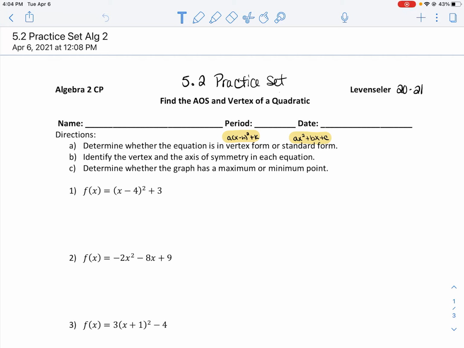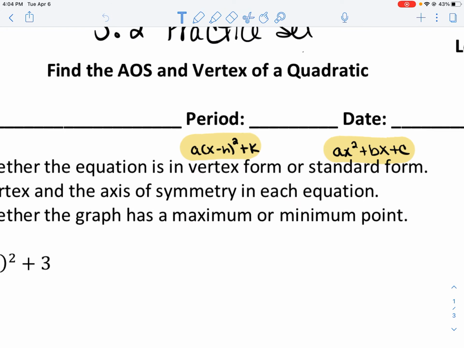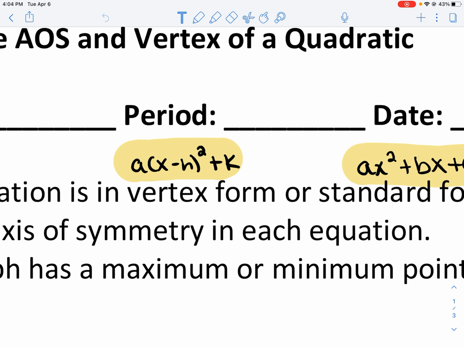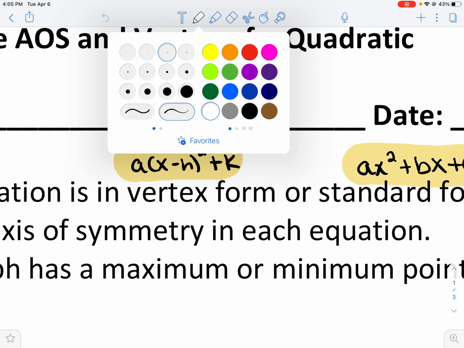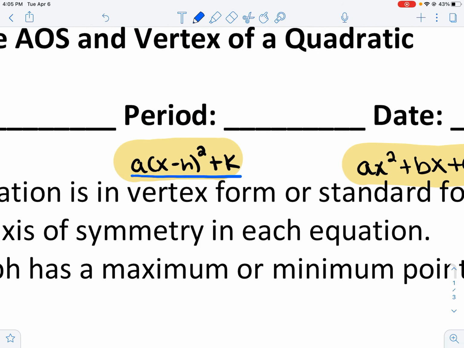Hey Algebra 2 class, just making a quick video here to explain to you how to not only find the vertex, axis of symmetry, and whether a graph faces up or down with vertex form, but also with what we call standard form. Alright, so vertex form is your transformation form. That's what we've been working on. So that is my vertex form, a(x minus h) squared plus k. That's my vertex form of a quadratic.